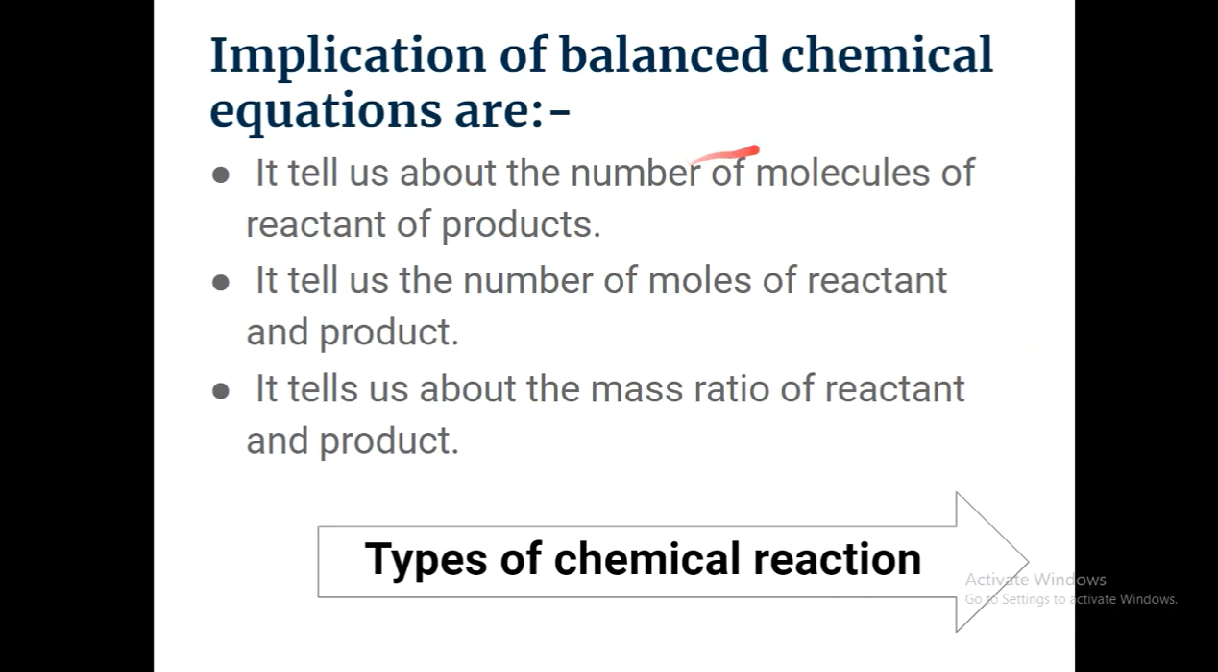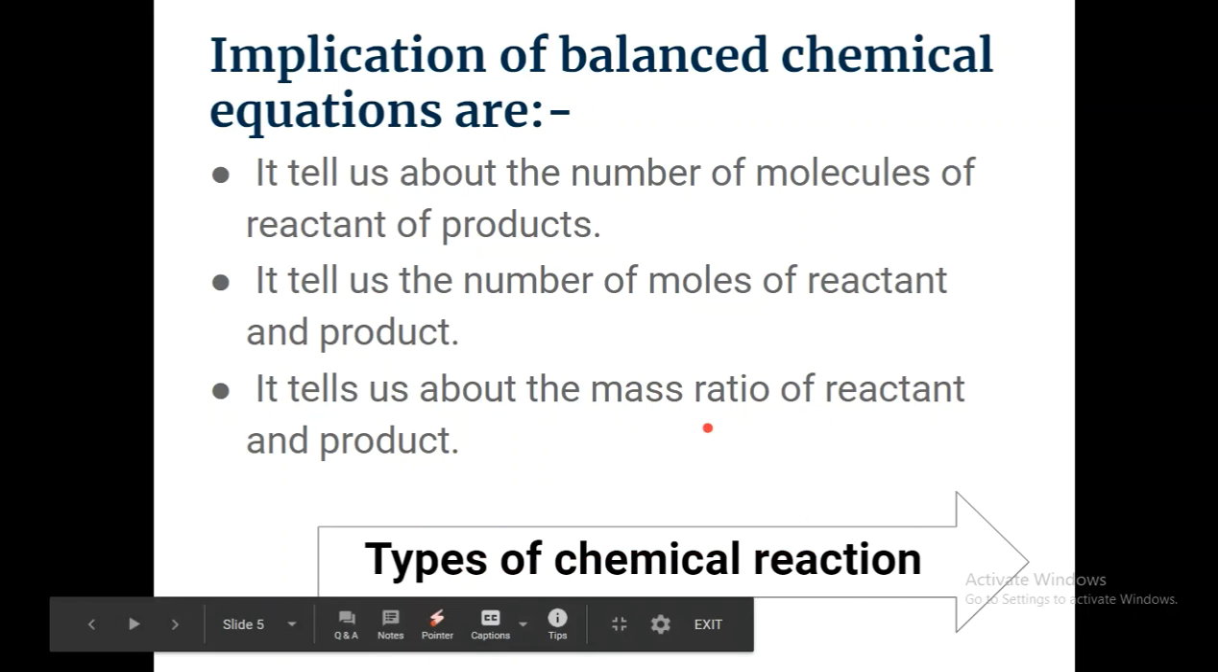The implications of balanced chemical equations are that they tell us the number of molecules of the reactants and products. They also tell us the number of moles of reactants and products, and the mass ratio of reactants and products. These are some of the implications of balanced chemical equations. In the next session we'll discuss the types of chemical reactions. Thanks for watching.